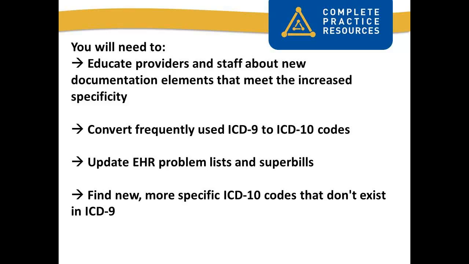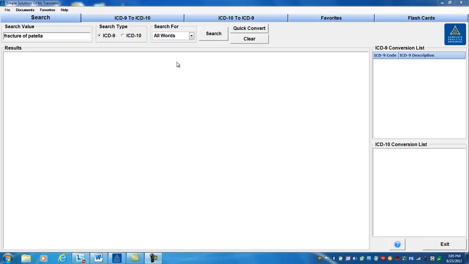You will need to educate your providers and staff about the new documentation elements and code specificity, convert frequently used ICD-9 to ICD-10 codes, update EHR problem lists or superbills, and find new, more specific ICD-10 codes that don't exist in ICD-9. For less than the cost of code books, the ICD-10 transition software does all this and much more in a fraction of the time it would take manually using books.